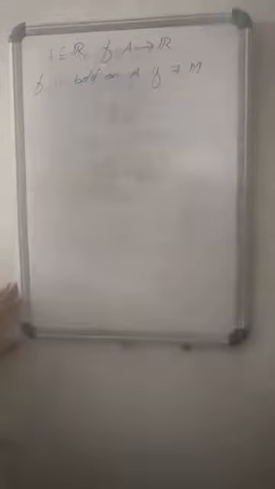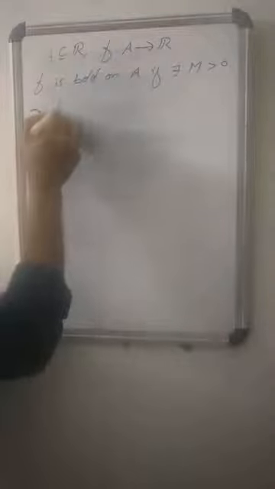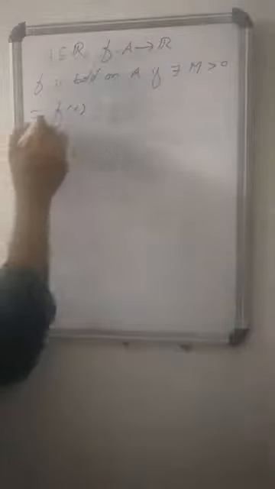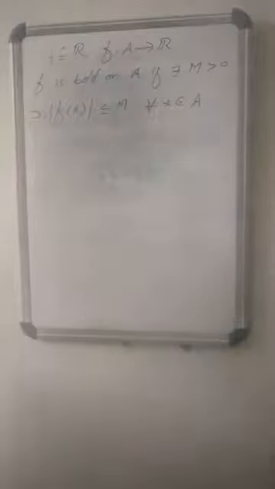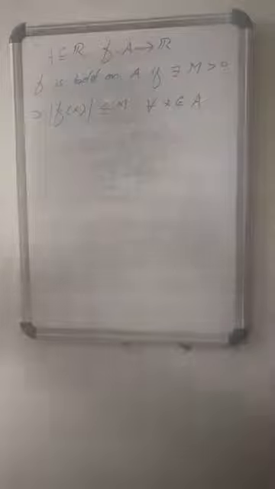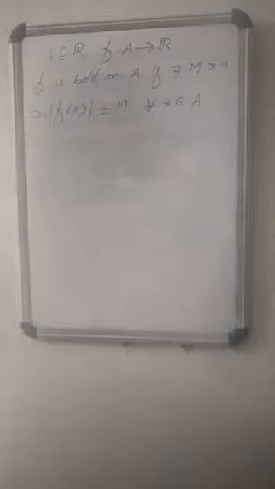f is bounded on A if there exists a real number m, a constant m greater than 0, such that modulus of f of x is less than or equal to m for all x in A. The function f from A to R is said to be bounded on A, its domain, when there exists a positive constant m, sufficiently large, with modulus of f of x less than or equal to m for all x in A.